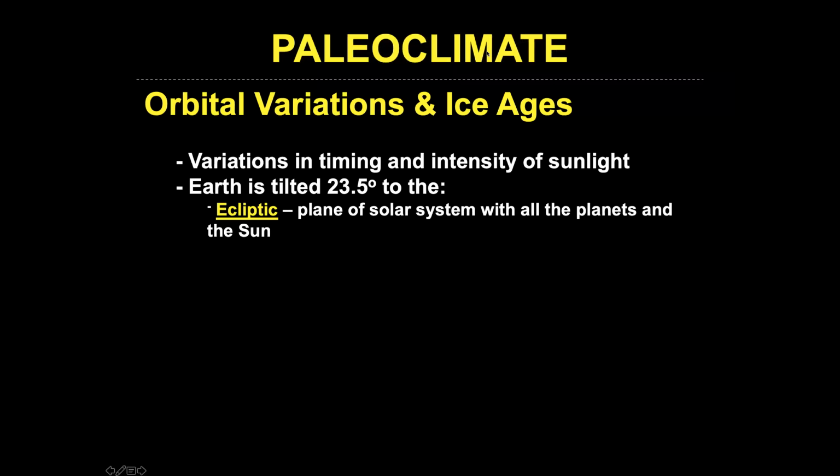Again, paleoclimate. We're going to talk now about orbital variations and ice ages. Why do ice ages happen? The variation in timing and intensity of sunlight.